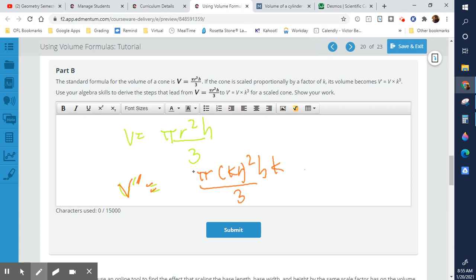And it ends up being the exact same steps because we're going to end up getting pi k squared r squared hk, or kh, however you want to do it. And this is going to end up being k cubed pi r squared h over 3, and ends up being bigger.